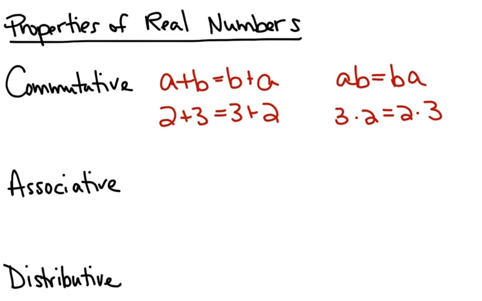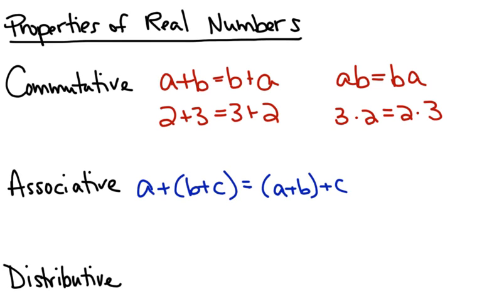The associative property, I like to call that the move the parentheses property. It says that A plus the quantity B plus C, order of operations says do parentheses first, is the same as if you move the parentheses and do A plus B first and then add it to C. It's the same for multiplication. You could multiply B and C first and then multiply A, or you can change that and multiply A and B first and then multiply by C. You'll get the same answer.